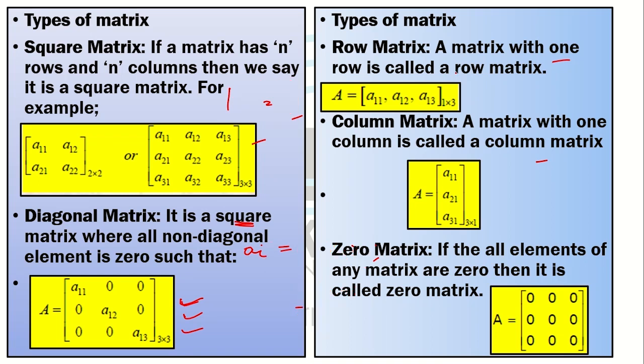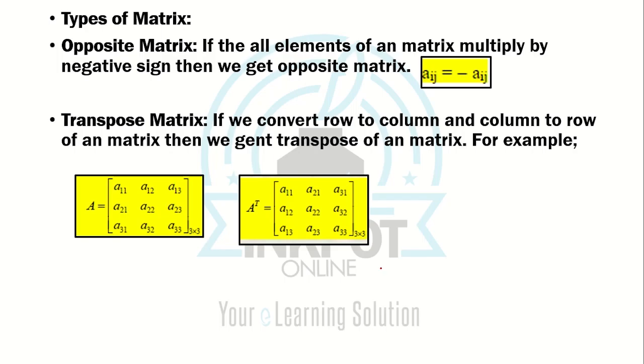Now, the next matrix that we come to is a zero matrix. So, if all the elements of any matrix are zero, then it is called a zero matrix, or it's called a null matrix, as we had discussed.